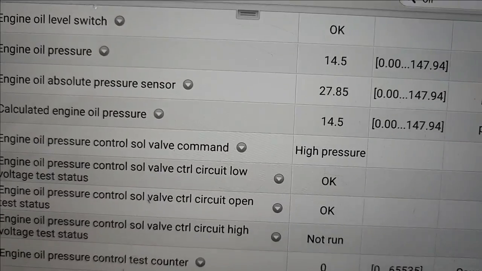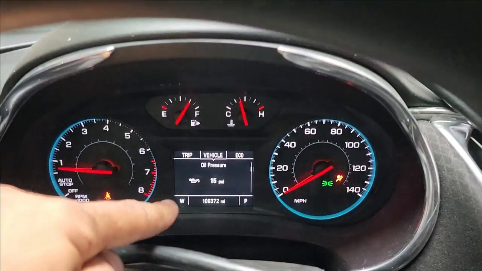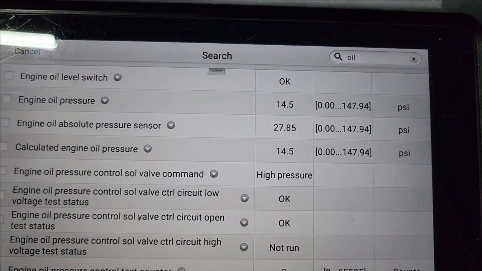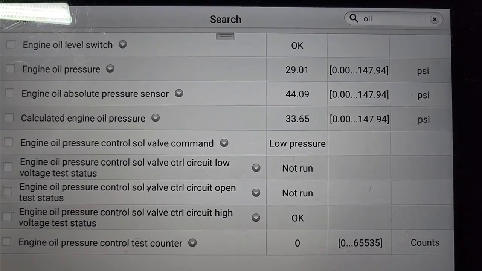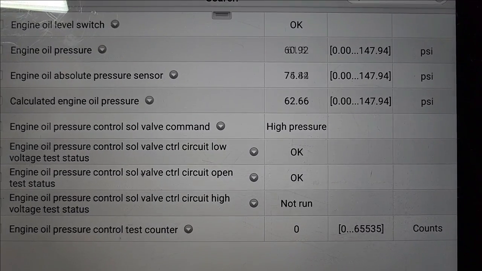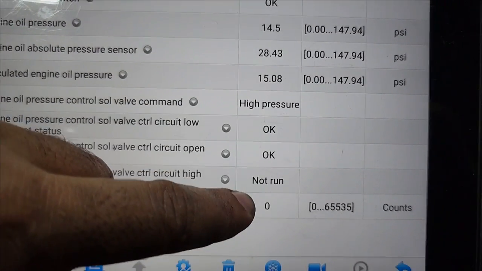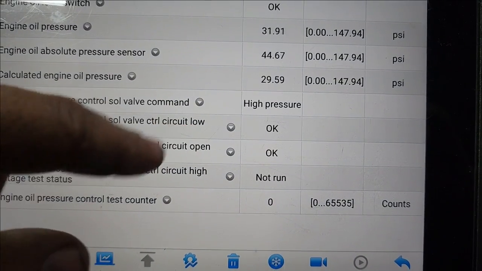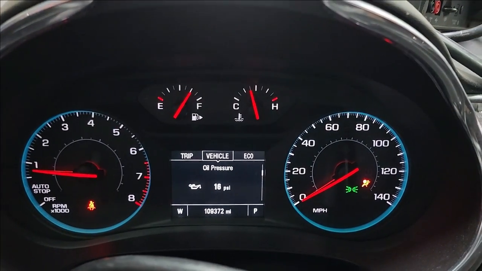Looking at these, by the way, there's an oil pressure here. If you want, you can look at it. It says 15 psi, which is the same as this one, 14.5. See, when we do full throttle, when it goes down, it's always idling on high. Those parameters are okay, and not run, and here not run okay when it's slow. See it? And also here it changes.